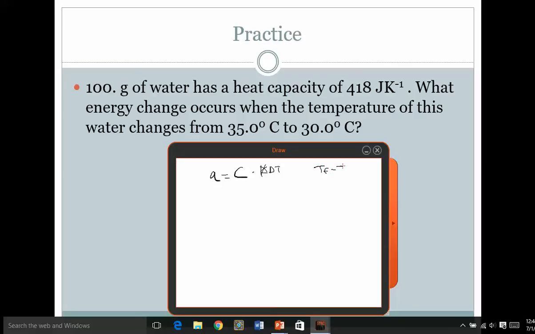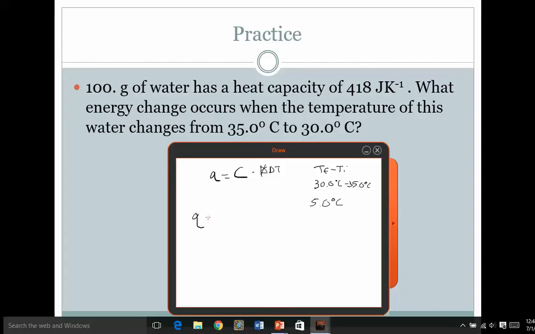It has to be TF minus TI. And the final temperature is 30 degrees Celsius, and the initial temperature is 35 degrees Celsius. So therefore, my delta T is 5.0 degrees Celsius. I'm subtracting, so I should round to one digit past the decimal here. So that is the correct sig figs.